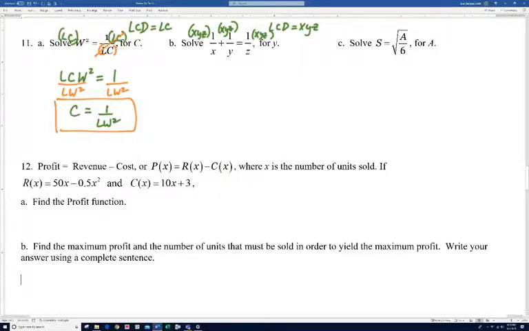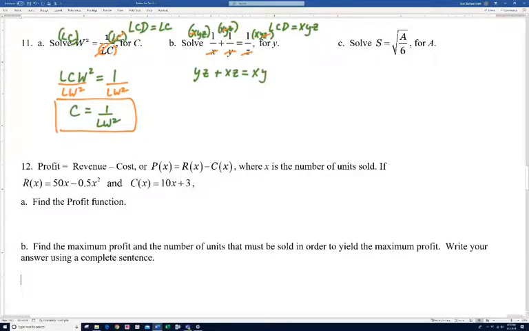So when we multiply xyz times 1 over x, the x's are going to cancel and we're left with yz. When we multiply xyz times 1 over y, the y's cancel and we're left with xz. So that'll be plus xz equals, notice on the right, the z's cancel and you're left with xy.